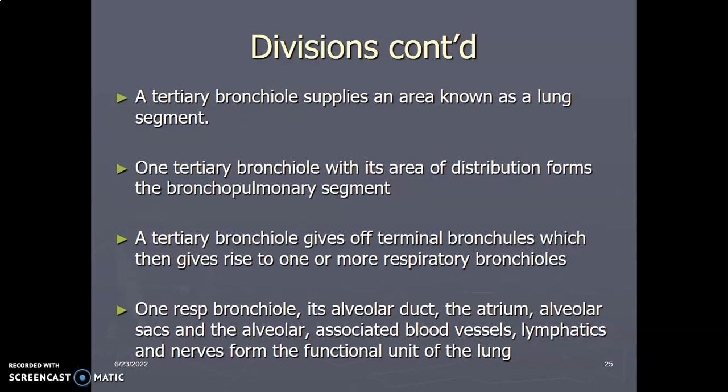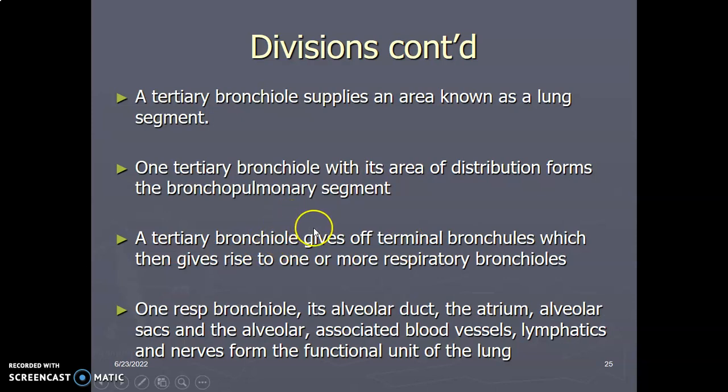Primary bronchi supply each lung, right and left. There are 2 primary bronchi. Secondary bronchi supply the lobes of the lung, so there are 3 on the right and 2 on the left. Tertiary bronchi supply the segments. So one tertiary bronchus is distributed to the bronchopulmonary segment.